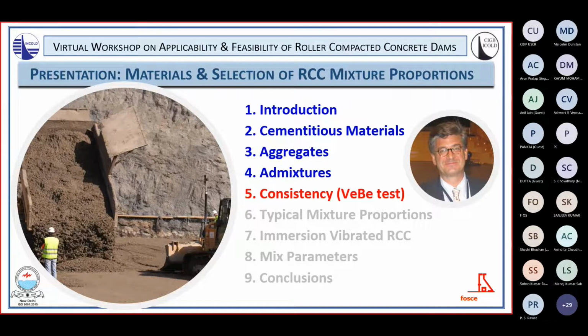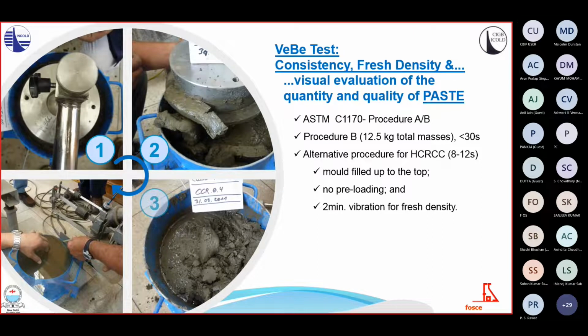Consistency and VeBe test. Consistency as measured in fresh RCC with the loaded VeBe test, ASTM C1170 procedure B, is a key control feature during placement. The result is the time in seconds that it takes to the paste under a standard external vibration to completely fill the edge of the disc placed on top of the concrete sample.